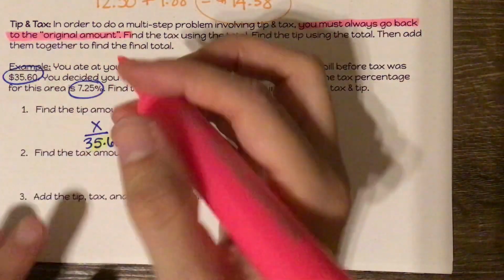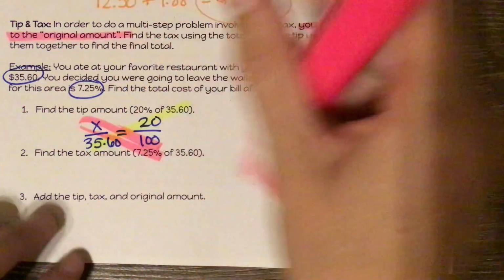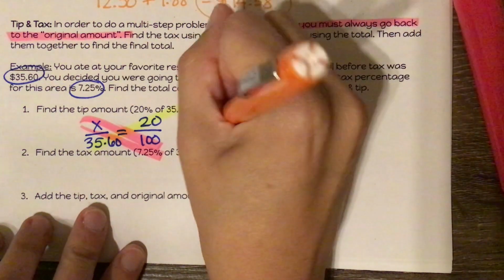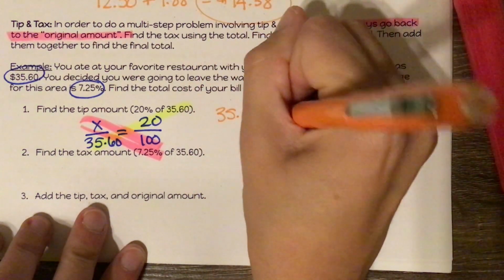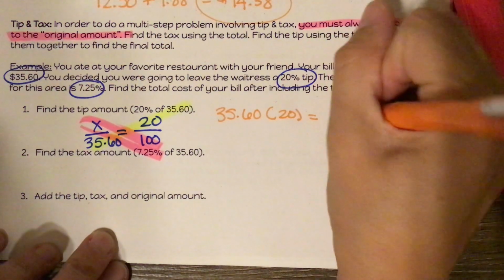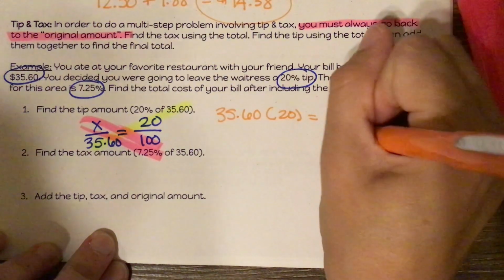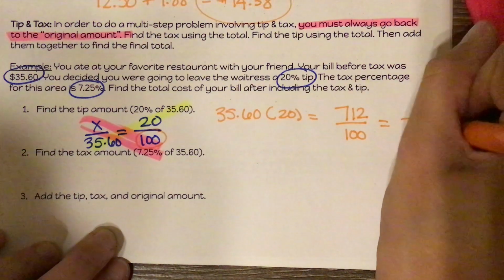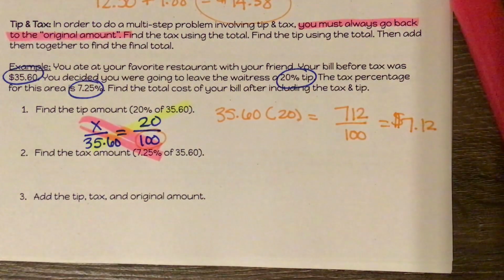So we've got our percent proportion. I'm going to multiply 3560 times 20, which equals 712, divided by 100 equals $7.12.